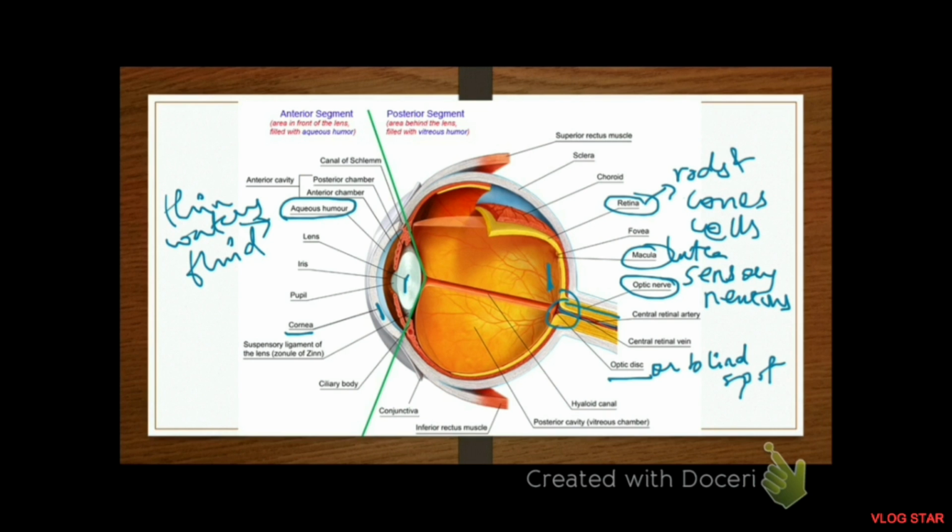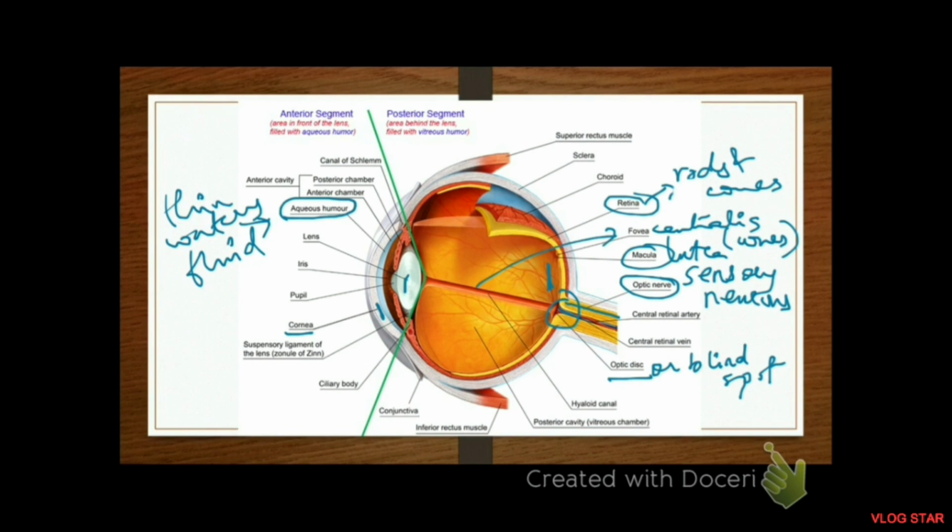The full name is macula lutea, and it has a central pit inside it which is called the Fovea Centralis. Let me write it here. So this macula lutea has a central pit called the Fovea Centralis. This Fovea Centralis is actually a thinned out portion of the retina, and here only cones are densely packed. This is therefore the point where the visual acuity is the greatest.